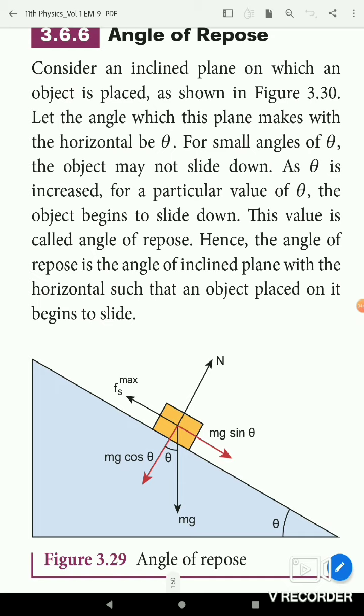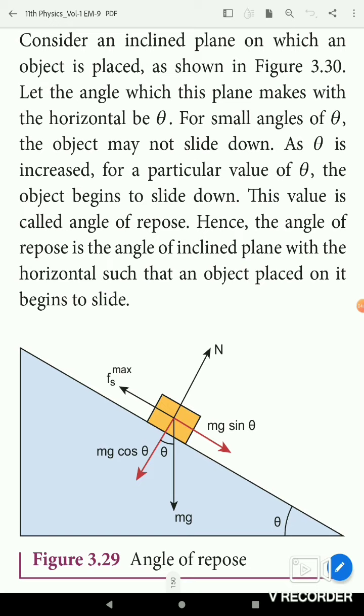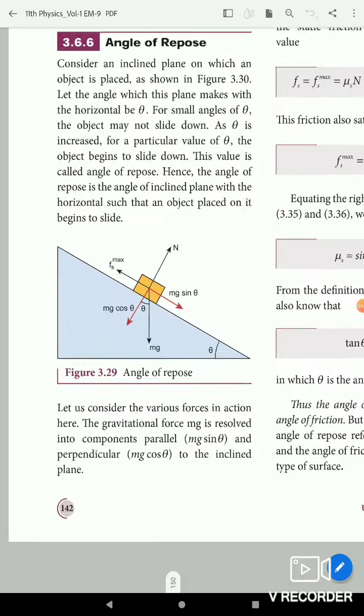The question is: prove that the angle of repose is the same as the angle of friction. This one is a 3-mark question. Defining angle of repose is a 2-mark question. The angle of repose is the angle of the inclined plane with the horizontal such that an object placed on it begins to slide. At some particular angle it begins to slide, and that angle is the angle of repose.